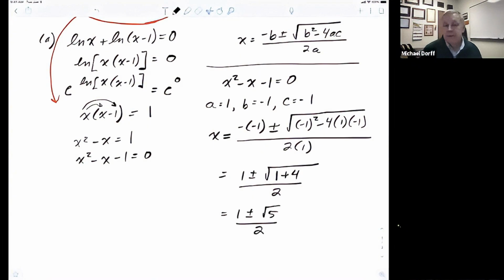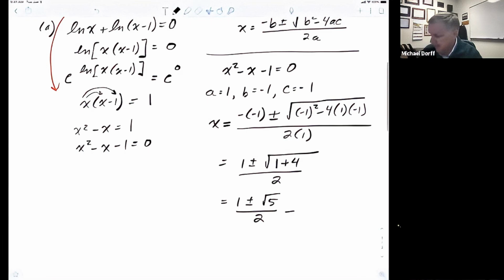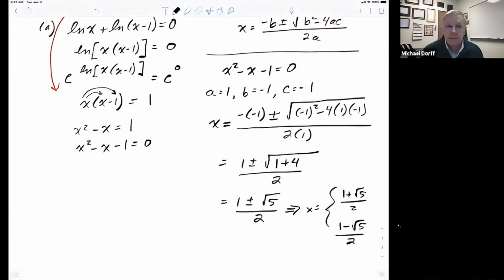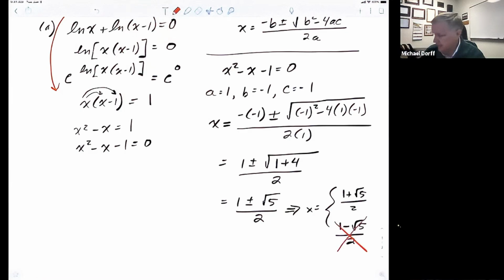Now, I need to check that my answer is reasonable. This gives me two answers, right? This means that either x is 1 plus the square root of 5 over 2, or x is 1 minus the square root of 5 over 2. Are both of these reasonable answers to this problem? Well, it turns out the answer is no. One of these is not correct. Which one is not correct? Turns out I can't use this second one. Why not?